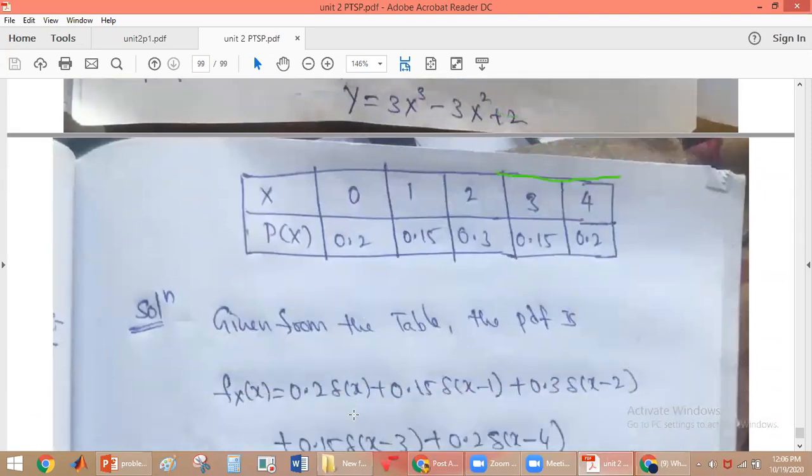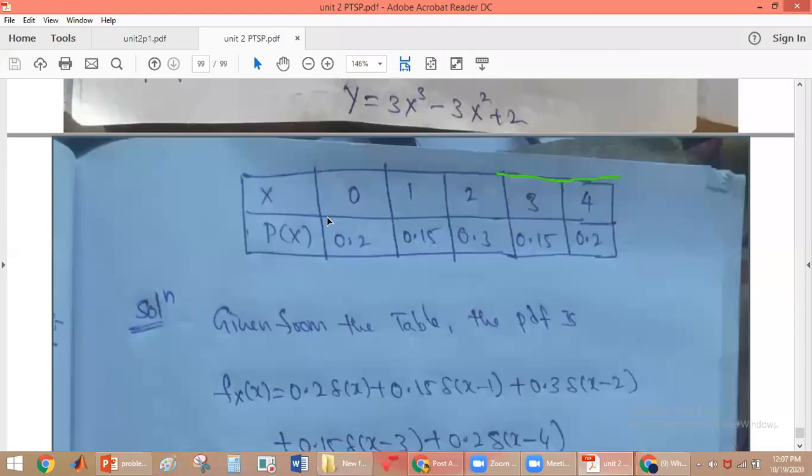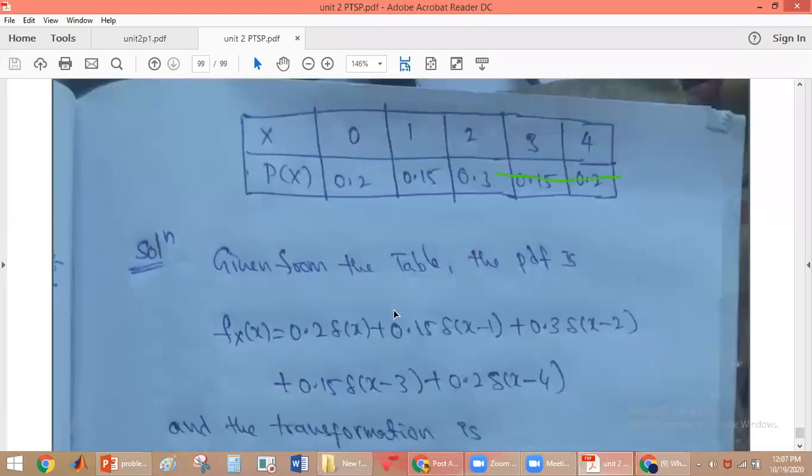PDF is nothing but the summation of p of xi into del of x minus xi. See here, what is the PDF? It is the summation of p of xi del of x minus xi. So what is p of xi here? For the first sample it is 0.2, no? It is 0.2 into del of x minus 0.